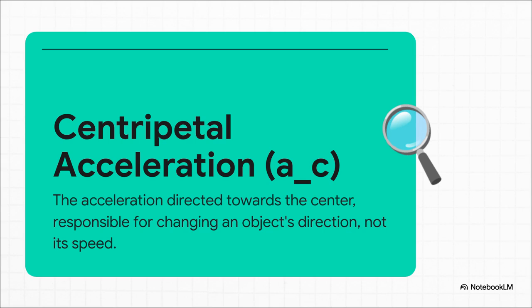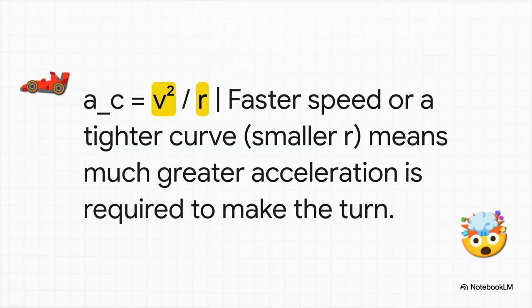Its one and only job is to constantly change the object's direction, yanking it inward to keep it on that circular path. And here's how we calculate it. The centripetal acceleration equals the velocity squared divided by the radius. So, what does this actually mean? It means the faster you go, the more acceleration is needed to keep you turning. It also means the tighter the curve, a smaller r, the greater the acceleration required to make that turn.